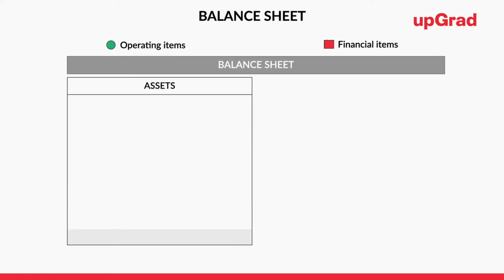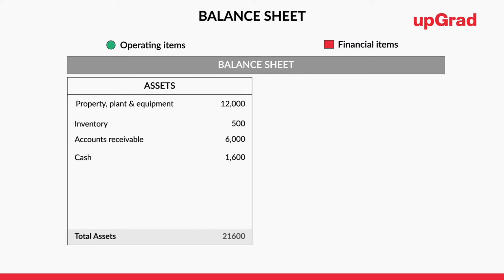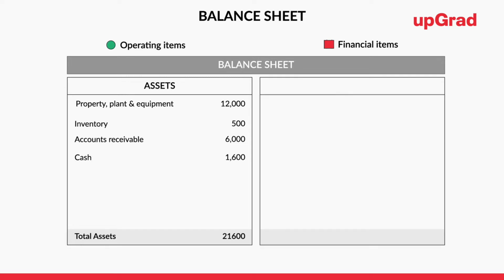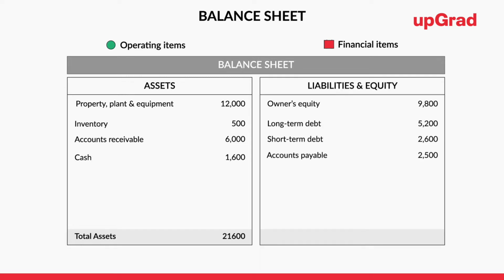Assets are pretty close to the capital employed, but we're not there yet. Actually, on the asset side of a balance sheet, some operating and financing items are a bit mixed up. And it's the same thing on the liabilities and equity side. So let's have a look together.